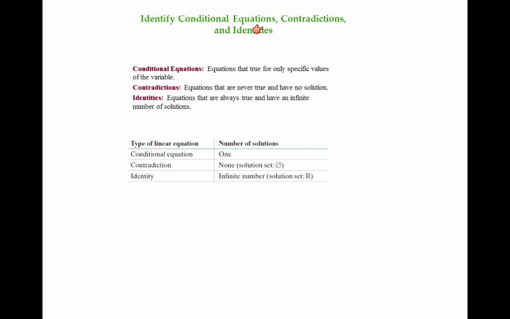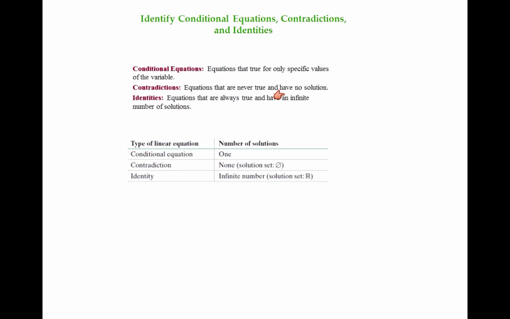Identify conditional equations, contradictions, and identities. We need to get ourselves familiar with these terms. Conditional equations are equations that are true for only specific values of the variable. In other words, we get a solution for that. We get the solution for an equation that is considered to be a conditional equation.